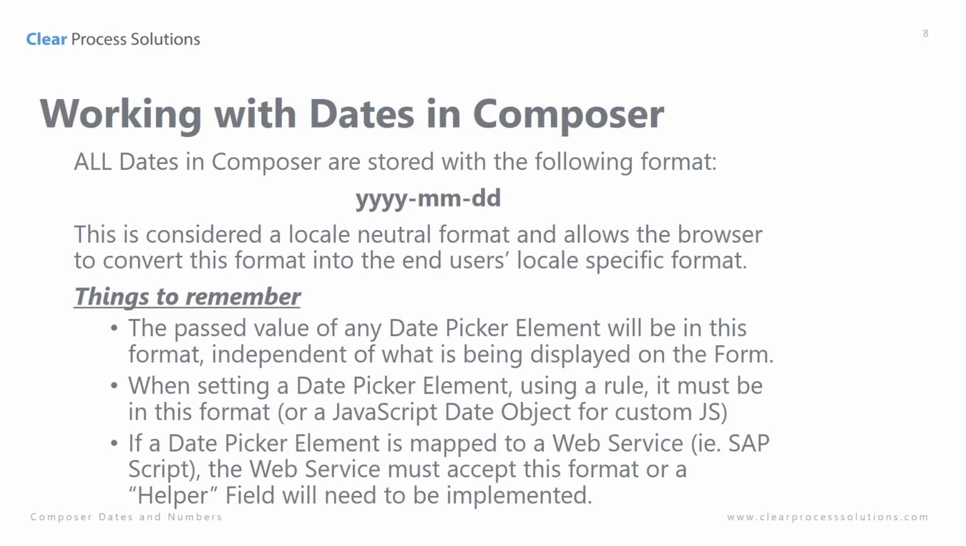So if you do need to use the date value in a rule, or when you maybe map it to a web service for SAP, this is the value that's going to be sent and used in those rules or those web services. If, for example, you need to use a different format, we can set up what's called a helper field, and I'll show you a little bit how to do that within this presentation here. And what that does is allow you to reformat this format into the format that you need, and then use that as your arguments to your web service or in your rules, etc.